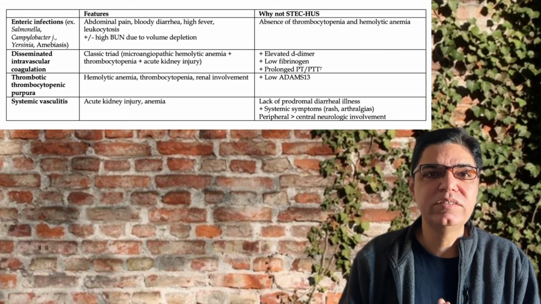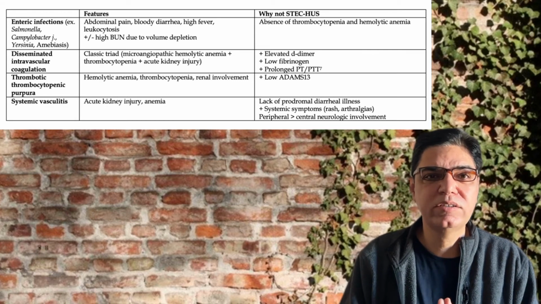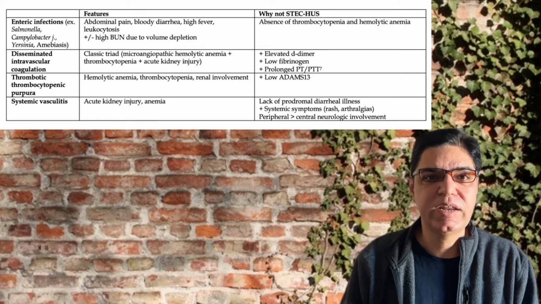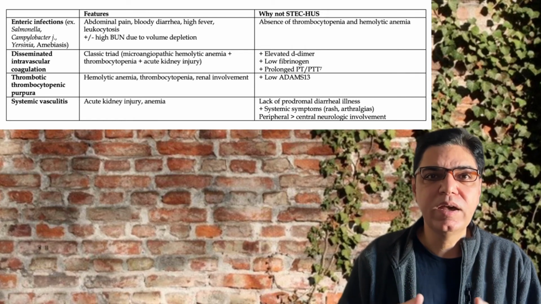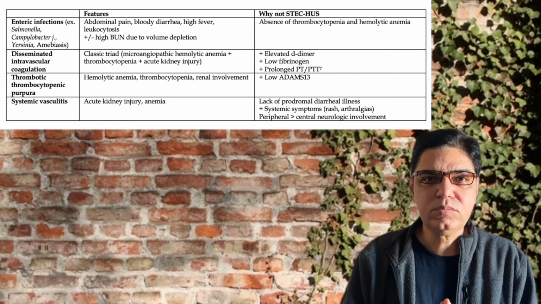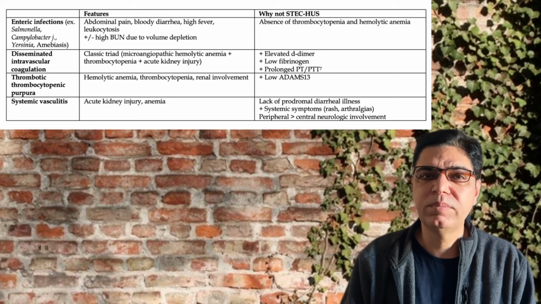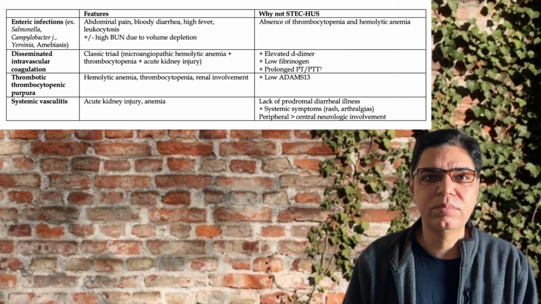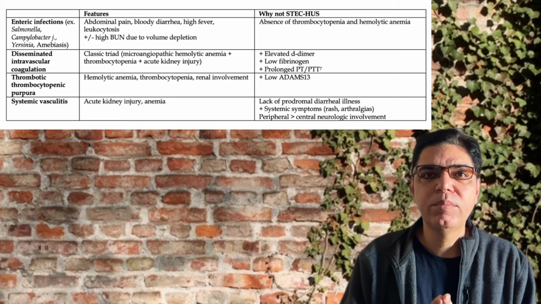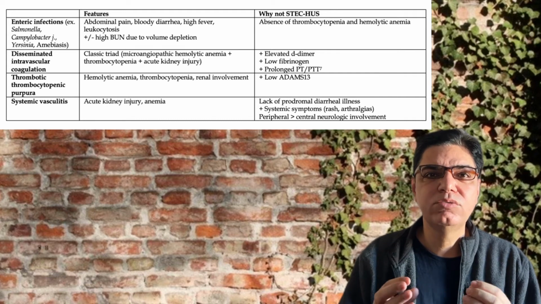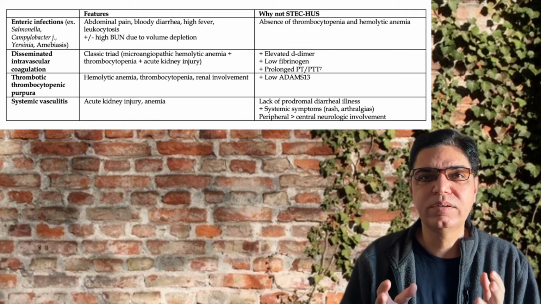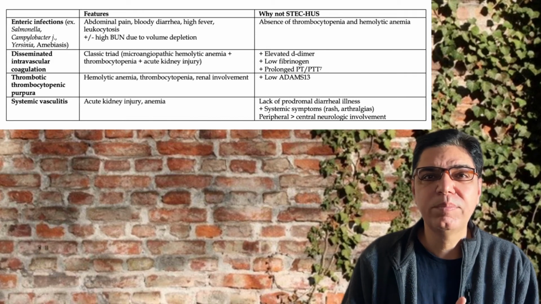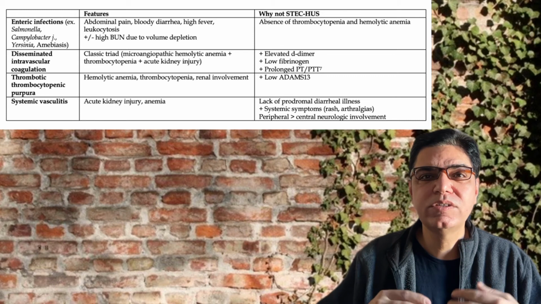And last but not the least, systemic vasculitis. Systemic vasculitis can affect any organ. They can also result in acute kidney injury, and they can lead to anemia as well, because obviously there's inflammation of blood vessels, and that would lead to thrombi, and those thrombi can damage our RBCs, and that would lead to anemia. But remember, in those particular cases, they do not have a history of preceding diarrheal illness. Plus, they have more involvement of systemic symptomatology.